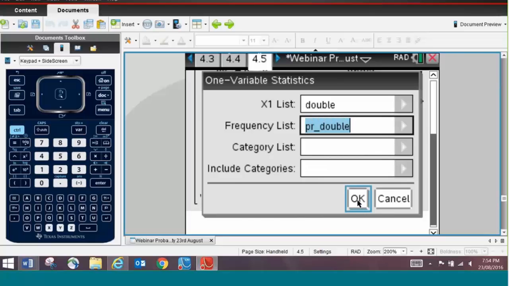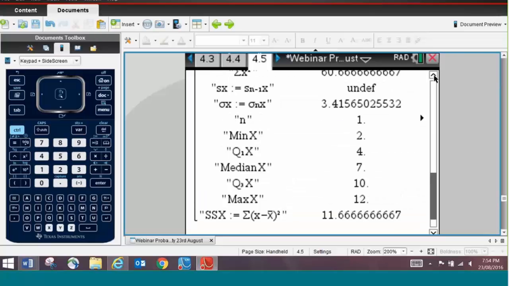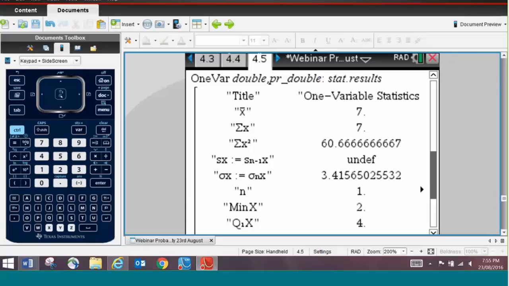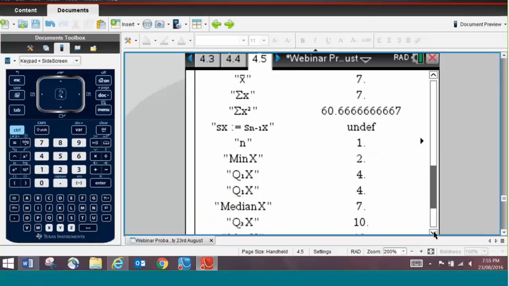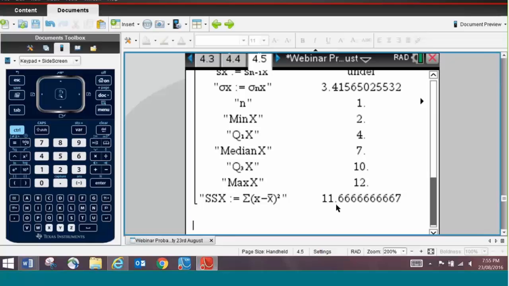If I then do that again, so menu 6, 1, 1, but this time put in the double and the probability of double, I can see that my mean is 7, but my variance is now 11.67, which is exactly 4 times the previous one.